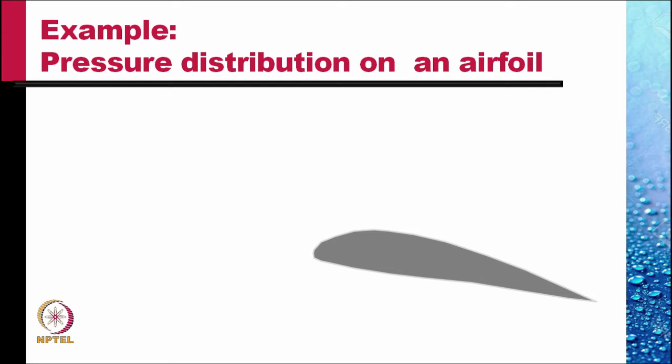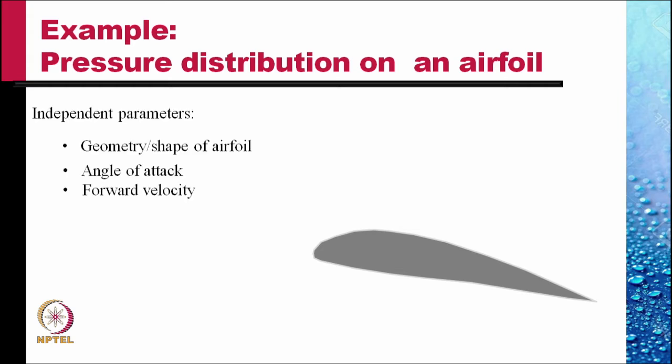Let's take, for example, the problem of finding the pressure distribution on an airfoil from which we want to know what is the lift that will be experienced by this airfoil when it is in flight in an atmosphere. We have independent parameters like geometry or the shape of the airfoil, the angle of attack, the angle the chord of this airfoil makes with the oncoming flow, and the forward velocity.